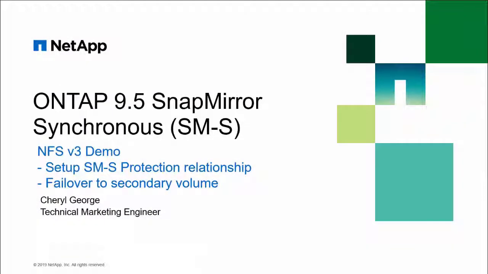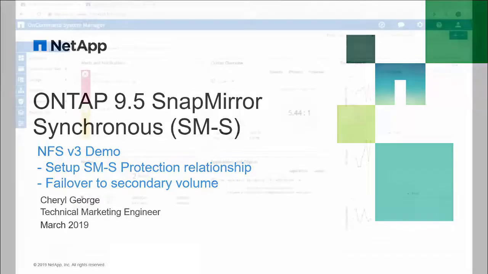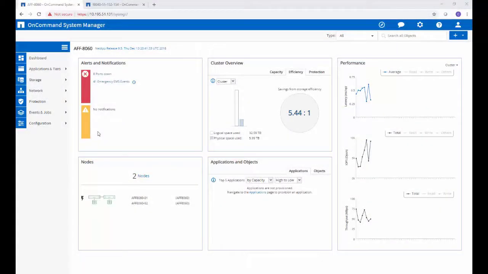In this demo for SnapMirror Synchronous introduced in ONTAP 9.5, I will showcase how to set up an SMS protection relationship and failover to the secondary storage volume for a NAS workload using NFSv3 protocol. Here the source is a 2-node cluster running ONTAP version 9.5.